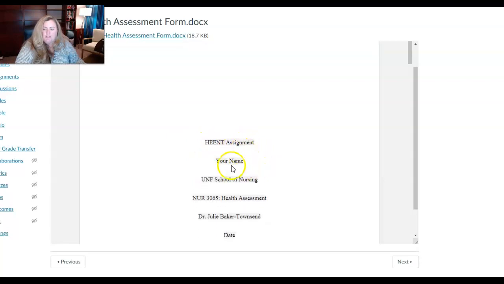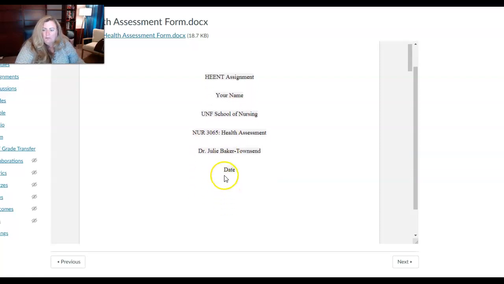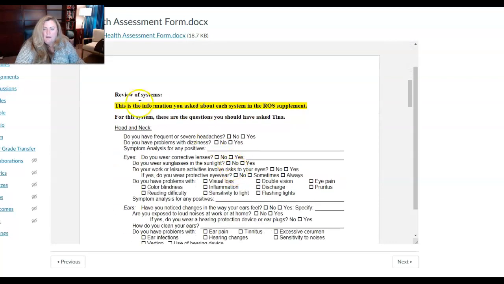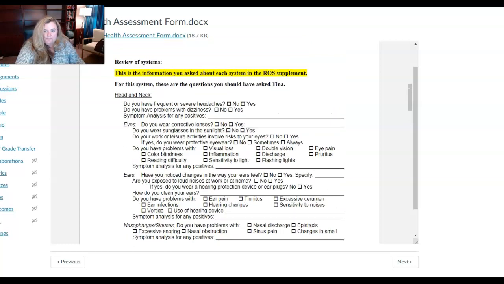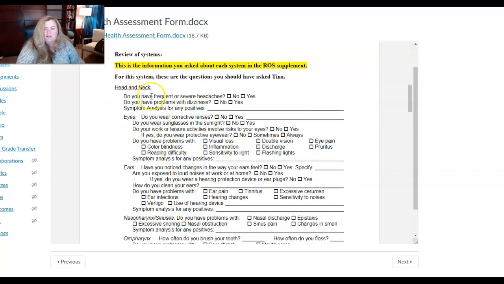So here's the assignment. You're going to type your name here. All of this is done. And then you're going to put in the date. You should have asked the review of system questions from the review of system supplement for your history. That was all of these questions. So hopefully you've already done that. If you haven't, you're going to need to ask all of these questions, because this is the review of systems, or the questions you asked about that particular system.